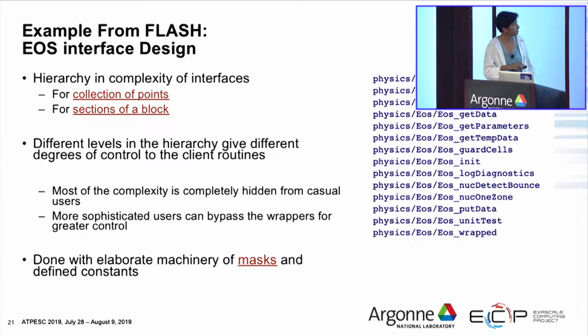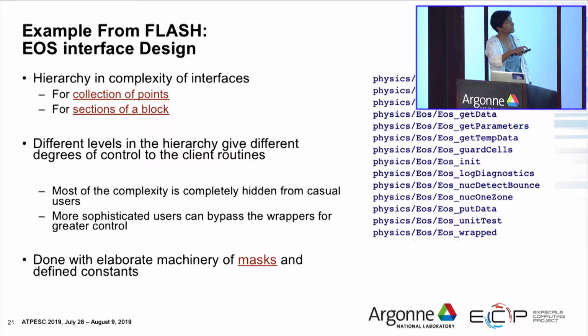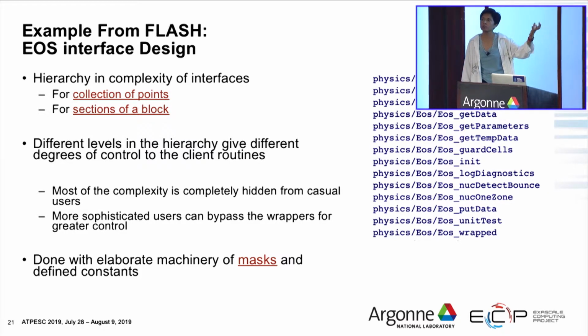So what this has done is that equation of state is still invoked by other physics units as they need, but the data to be sent to them is configured using all of these helper functions, and there is an elaborate machinery of masks and defined constants that allows the information to be sent back to the physics unit that invoked this. So these are the kinds of considerations that go into designing the API for a model, right?